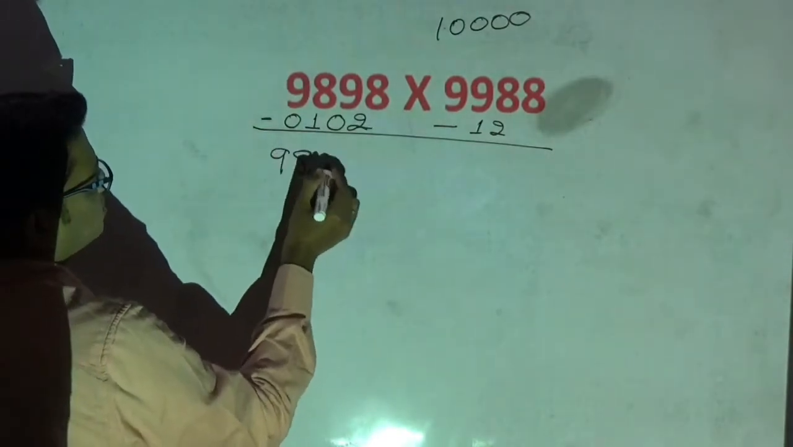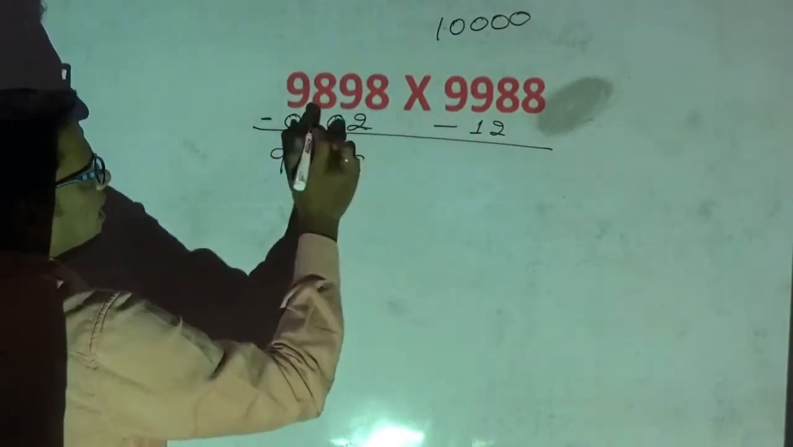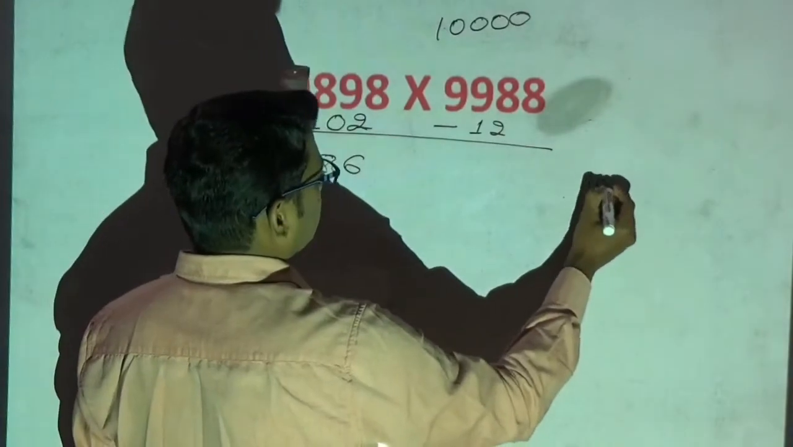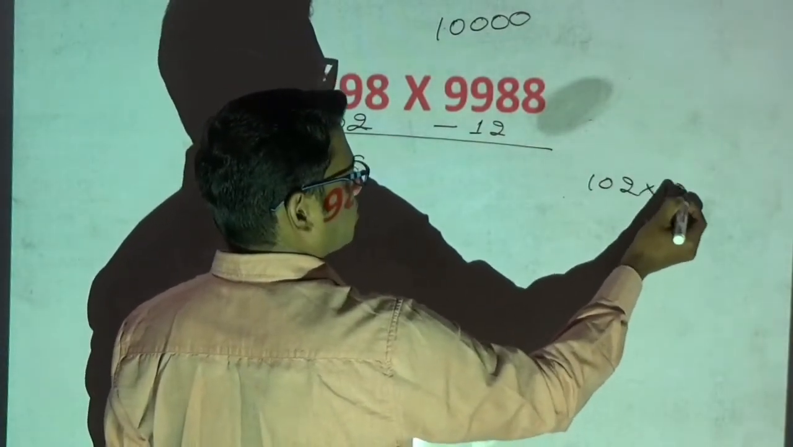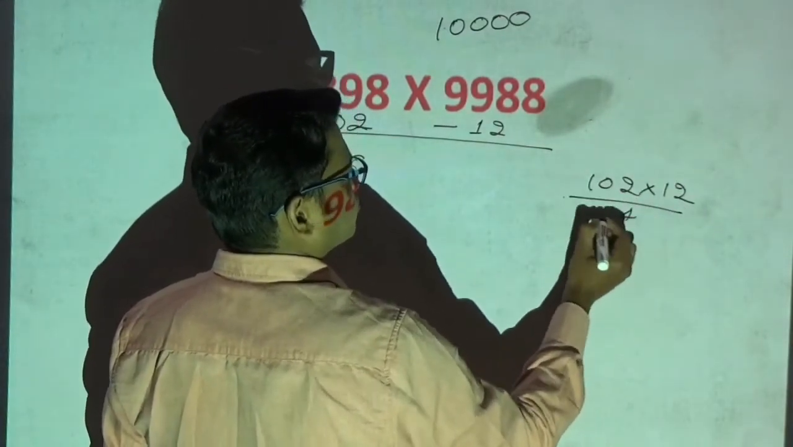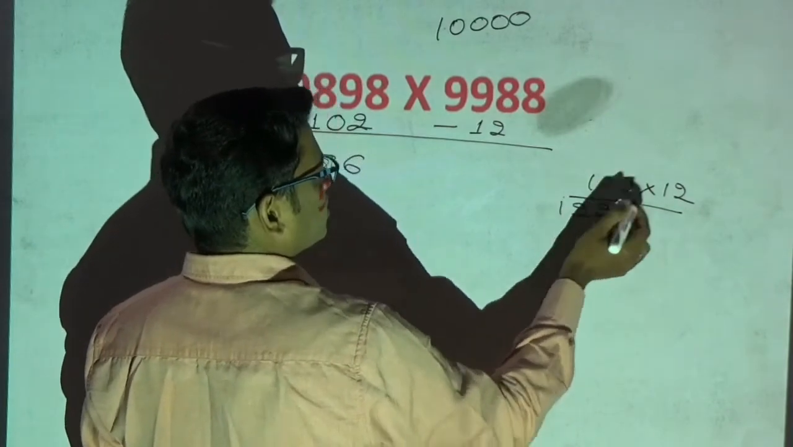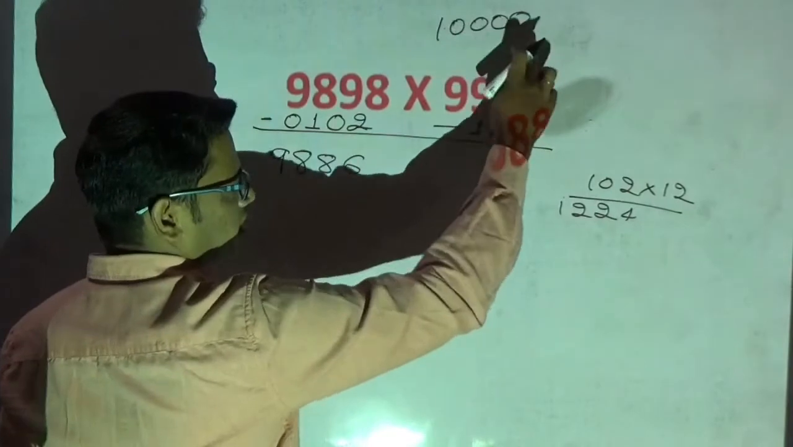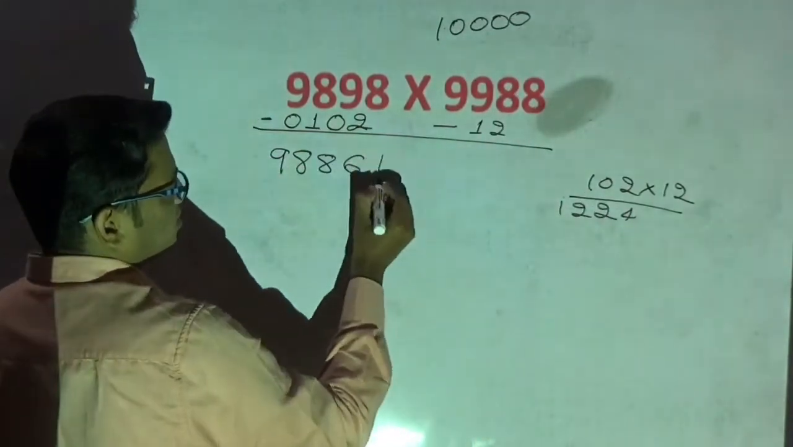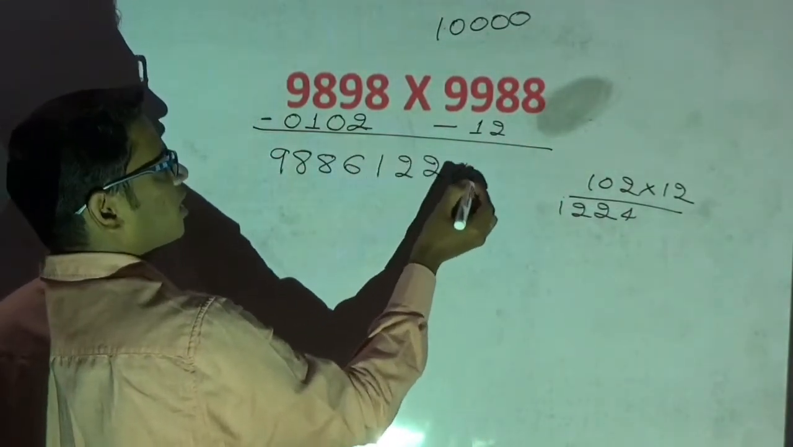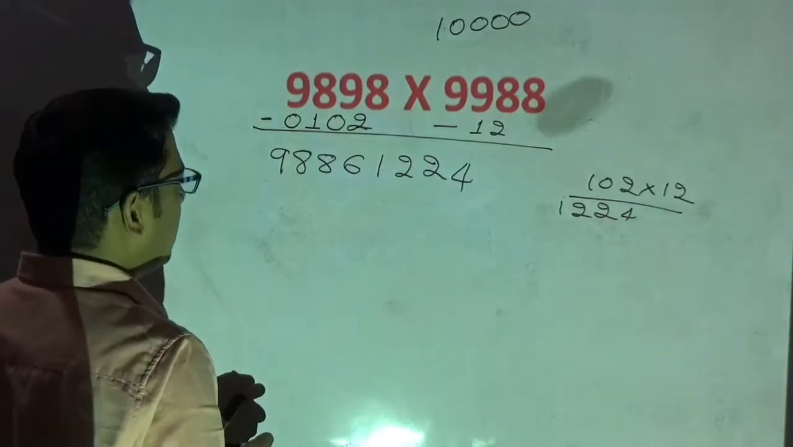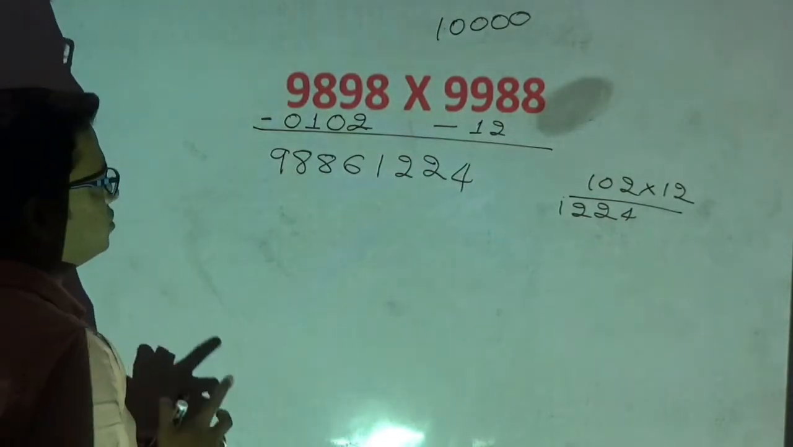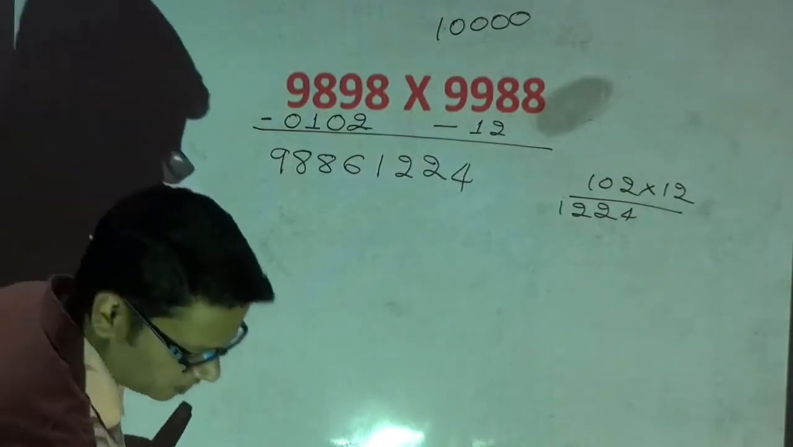9, 8, 8, 6. Then I need to multiply these two. 102 into 12. So if you multiply, this will be 1, 2, 2, 4. See here, 4 zeros. This is also 4 digit. You write this. 1, 2, 2, 4. The answer for this example is 98861224. Hope you have understood with this example.